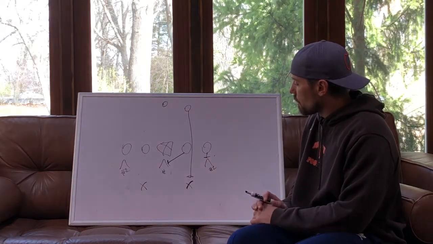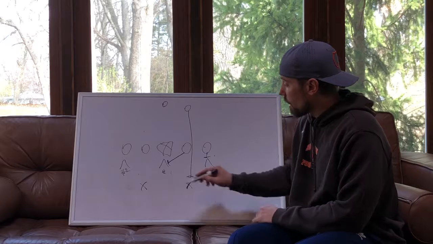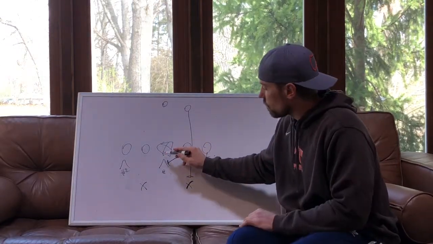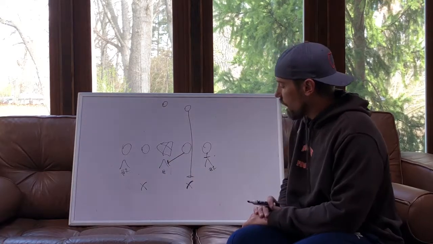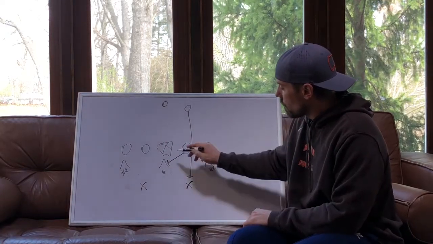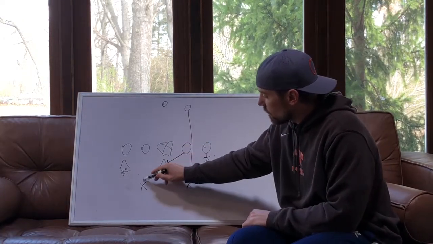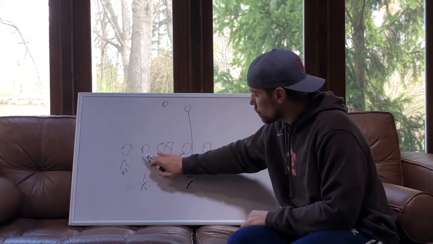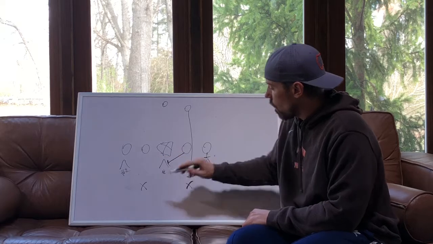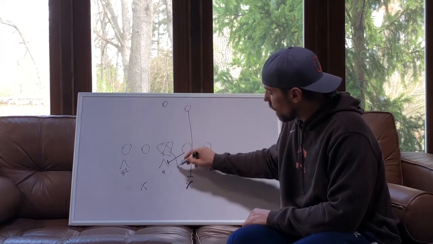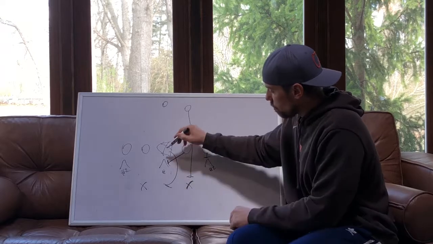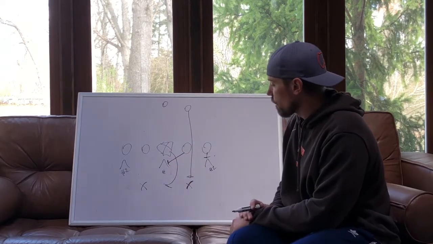Now, the center is going to execute a full block if he needs to. What we said in this scheme is the center is responsible for the backside inside backer. If the backside inside backer's up here showing hard, showing a blitz or something, he can just block back. But if the backside backer's walked off, we can execute what's called a full block here. Now it's a cross block, he folds around, he has this guy.